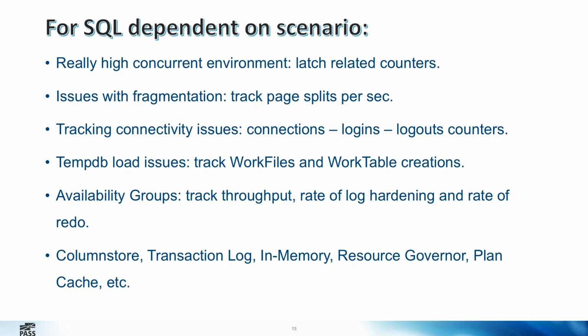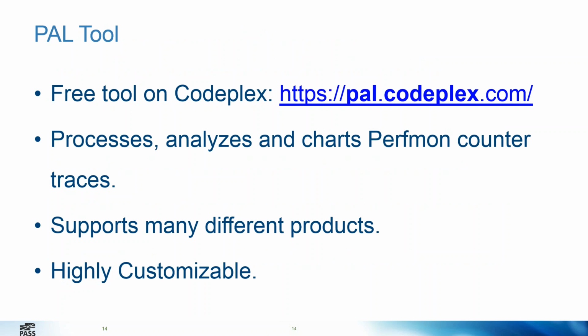If you are heavily starting to use column stores, there are a lot of performance counters related to column stores. If you suspect you're having some transaction log slowness, you could track counters related to writing and waiting on the transaction log. You could track counters related to memory, resource governor, plan cache, etc. So it's all dependent on the type of situation that you are dealing with.